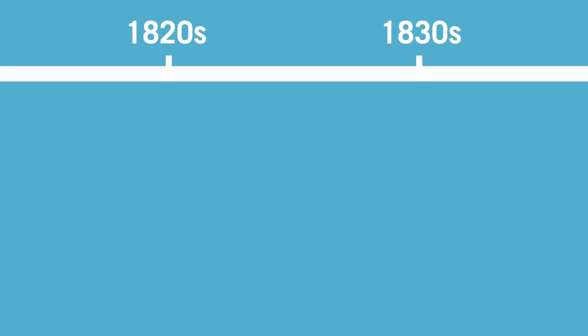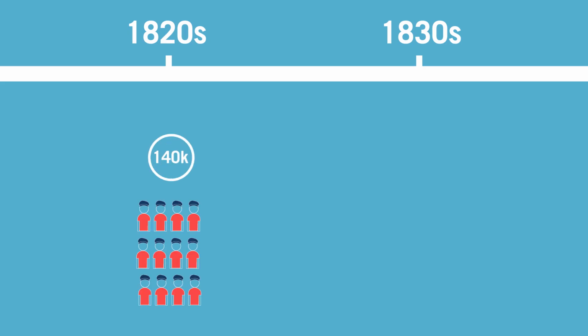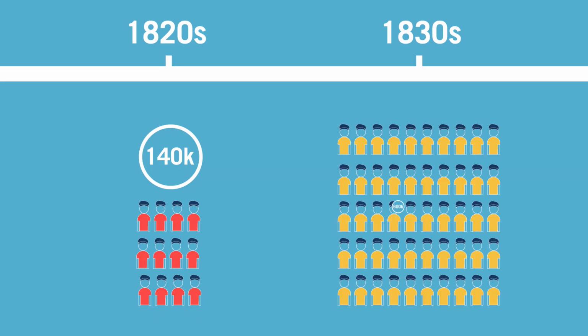The federal government did not keep track of immigrant numbers until 1819, but when they did, they counted just over 140,000 newcomers during the entire decade of the 1820s and less than 600,000 during the decade of the 1830s. This changed dramatically after 1840.